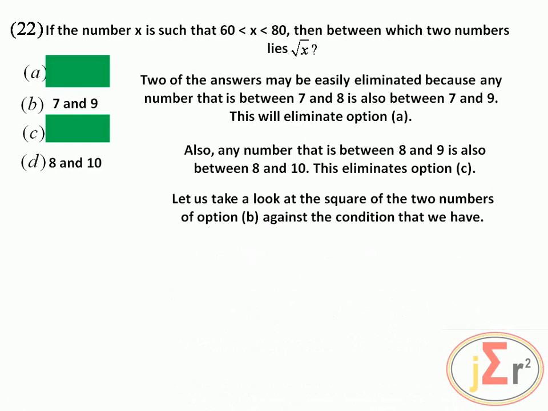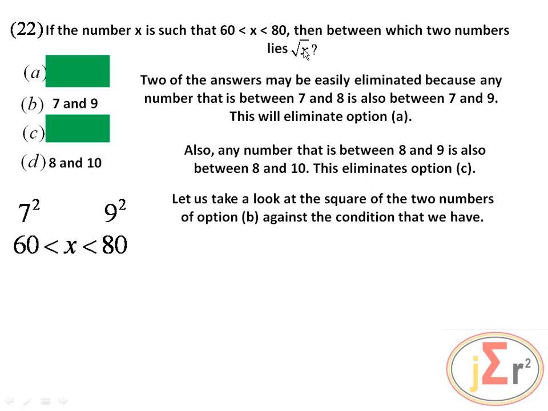Let us take a look at the square of the two numbers of option B against the condition that we have. So we have the two numbers in option B, 7 and 9. We have them squared right here. And we are going to say that the number x is between 60 and 80. Okay? And why are we squaring? Because we are looking for the number between which lies the square root of x.